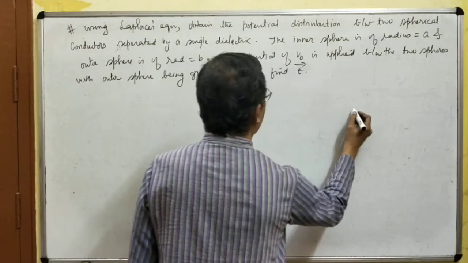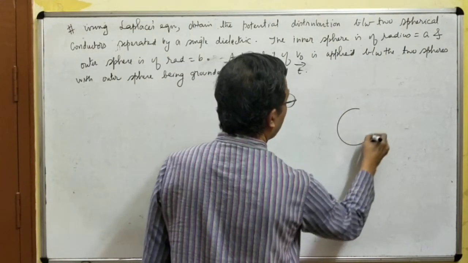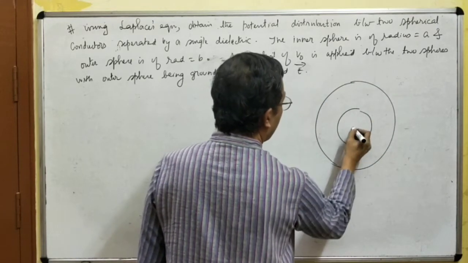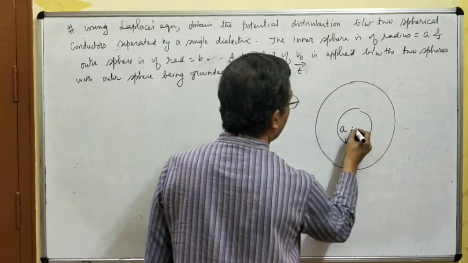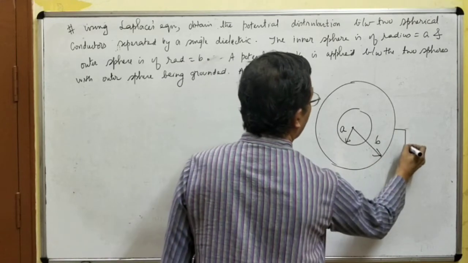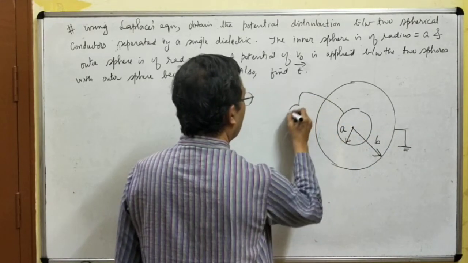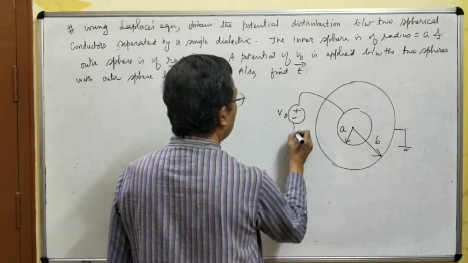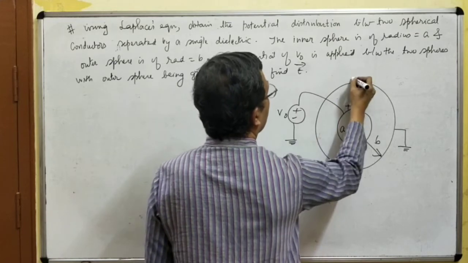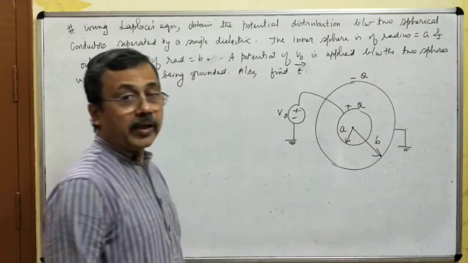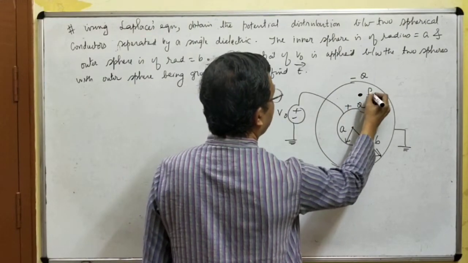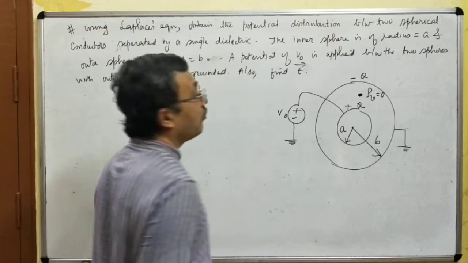The problem statement, I'll translate it into a figure. We have two concentric spheres. The inner sphere is of radius equal to A. The outer sphere is of radius equal to B. The outer sphere is grounded. A potential of V0 volts is maintained between the two spheres. The inner sphere is positively charged to plus Q. The outer sphere is negatively charged to minus Q. At a point between the two spheres, no charges reside, therefore rho V equal to 0.